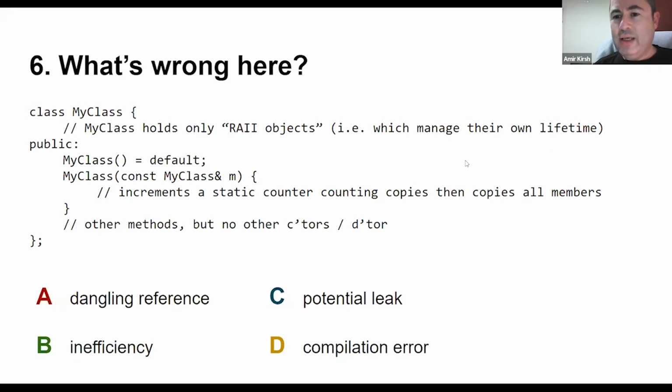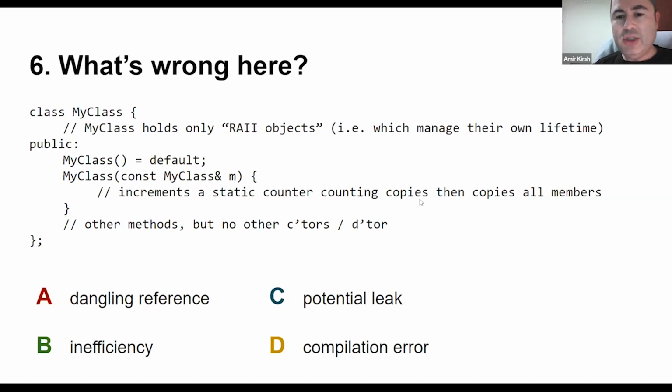And we see here that most of you are saying a potential leak. Well, actually, there isn't any leak here, because when I say that all my fields, all my data members are RAII objects, I mean they are managed. So the problem here is inefficiency.